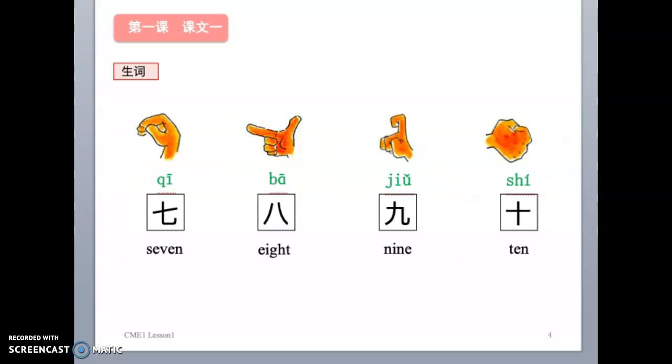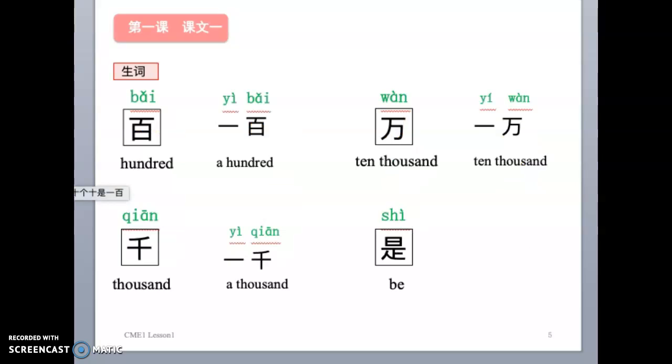They follow with 7, 8, 9, 10. So here we complete the numbers 1 to 10. Note they also have the hand gestures that are used by the Chinese for these numbers. They go on to give you more vocabulary.